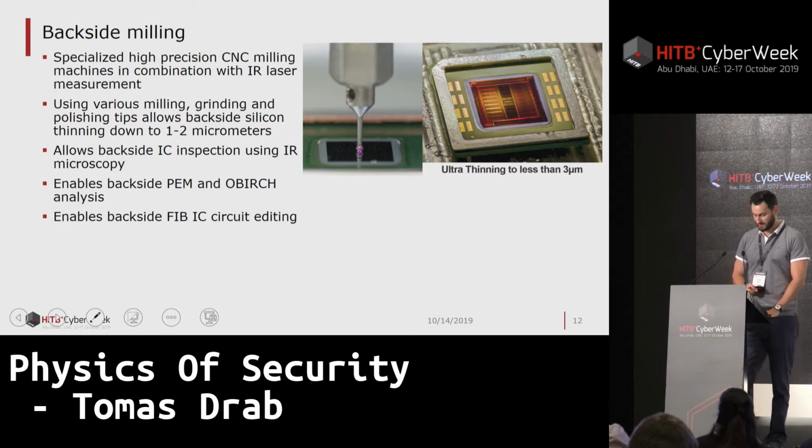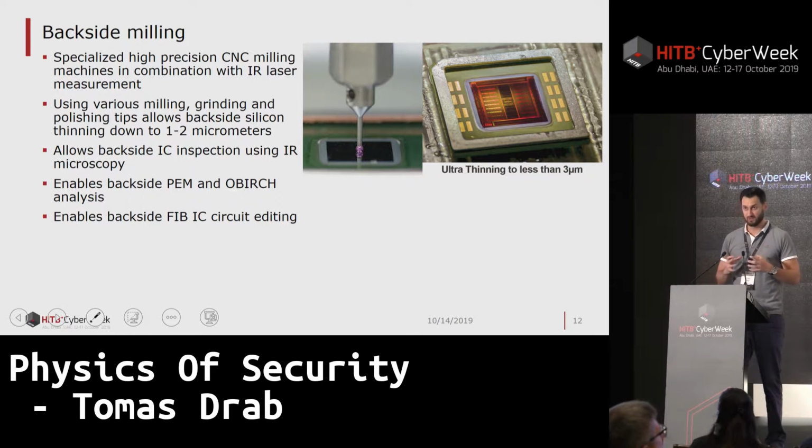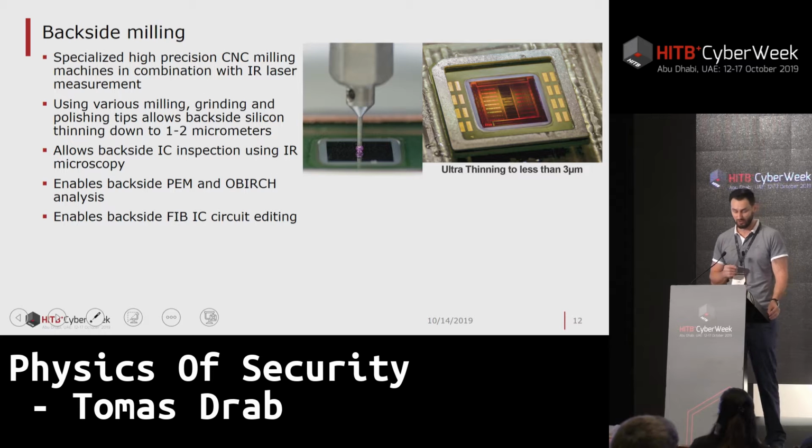Okay, as I said, silicon is transparent for infrared light, and when we want to gain access to the backside, backside milling is a super useful option. You can basically preserve all the chip functionality while creating an opening on the backside and gaining access to the chip, and you can see the structures. The bare die is vulnerable to, for example, laser fault injections.